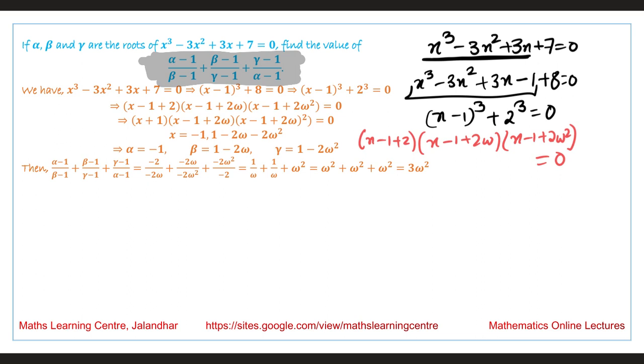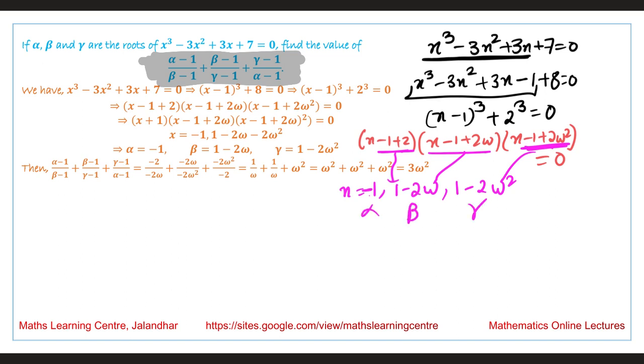So we get the values of x: x is equal to minus 1, and the next value of x we obtain is 1 minus 2 omega, and the next value is 1 minus 2 omega square. These are the three values we are obtaining for x. So these are the roots, alpha, beta and gamma.